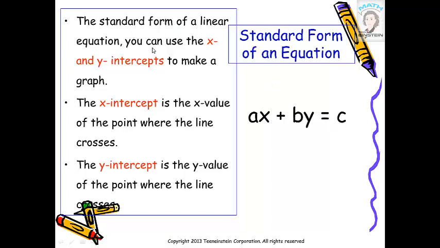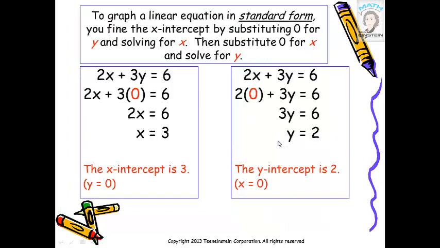The standard form in a linear equation, you can use the x and y intercepts to make a graph. How to draw the graph of standard form? You can find the x-intercept and y-intercept, plot the points on both axes, and connect with your ruler. How to do that? For example, 2x + 3y = 6. Put y = 0, you get x = 3. This is called the x-intercept. So get the point 3 on the x-axis, that means (3, 0). Similarly here, put x = 0, get y = 2. So (0, 2) is another point on the y-axis. Join these 2 points, you get a straight line. You can draw the graph.